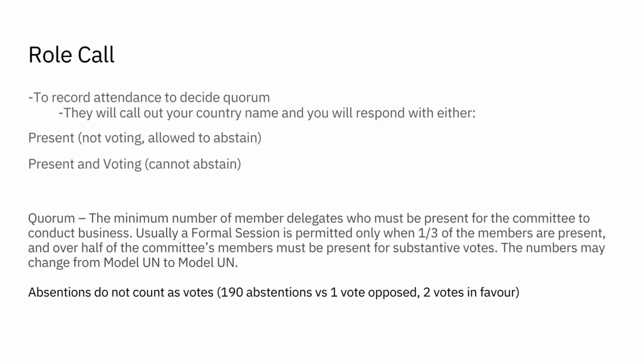But the one thing is that abstentions do not count as votes. So if you have 190 abstentions, 1 vote against the resolution, and 2 votes for the resolution, this vote clearly passes because 2 people voted in favor and only one against. Even though 190 of them abstained, they do not count as votes.